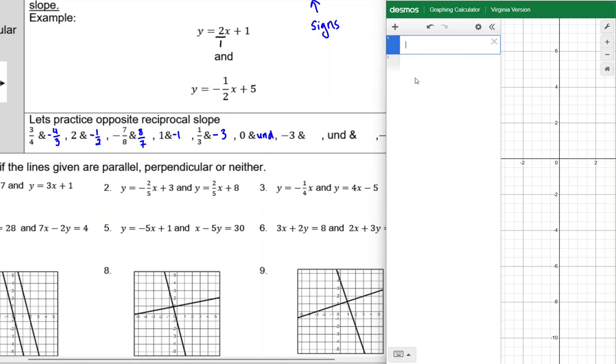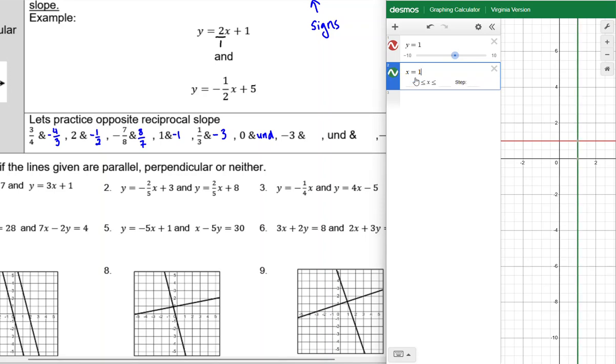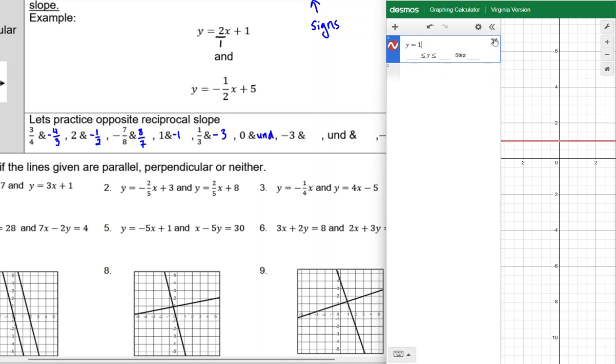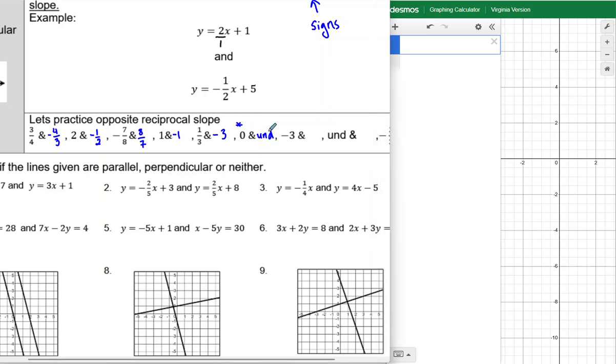So just remember that a 0 slope is anything with y equals. You can just put y equals, let's just say 1. And the line for an undefined slope is x equals, so x equals 1. Any number, it doesn't matter what the number is, just know what the slopes look like, okay? It's hard to graph those in Desmos, but just think about it. If it's a 0 slope, the perpendicular would be undefined, okay? So just make sure you pay attention to this.